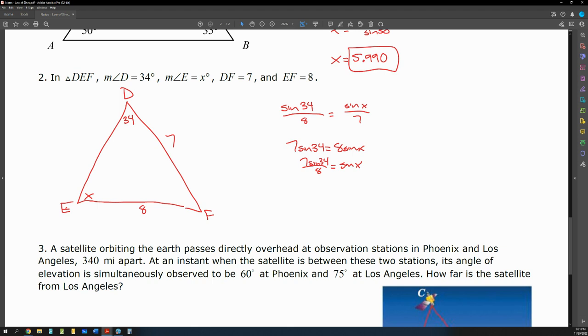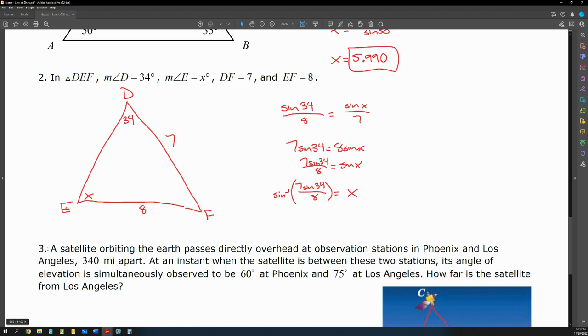Dividing both sides by 8, we get sine of x is equal to 7 sine of 34 all over 8. And then to get x by itself, we've got to get it out of the sine. So we're going to use the inverse sine. Taking the inverse sine of both sides, the sine and inverse sine cancel each other out. We're just left with x. And then on the other side, we have the inverse sine of 7 sine 34 all over 8.